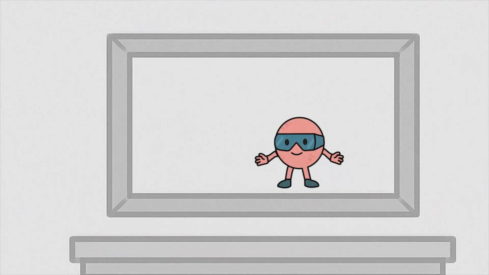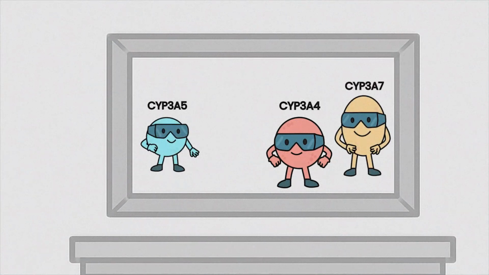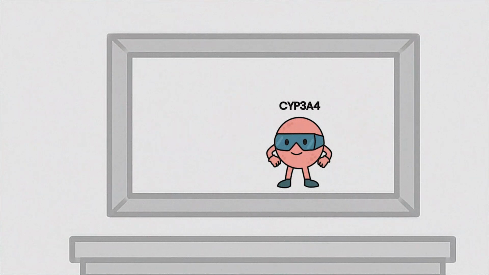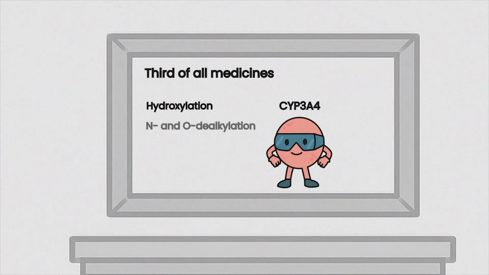Back to CYP3A. The CYP3A family includes CYP3A4, CYP3A5, CYP3A7, and CYP3A43. Of these, CYP3A4 is the most active and clinically significant, responsible for the metabolism of at least a third of all prescribed medicines. CYP3A4 catalyzes key metabolic reactions such as hydroxylation, N and O dealkylation, epoxidation.